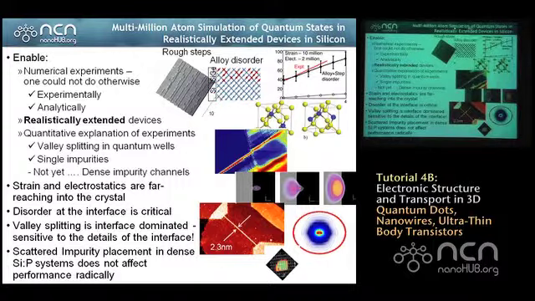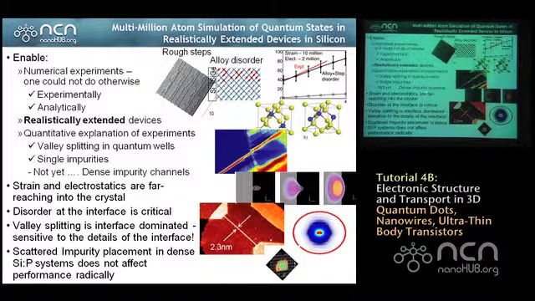We are doing multi-million atom simulations. We have enabled numerical experiments that you couldn't do otherwise, neither experimentally nor theoretically, right? You have like a microscope on doing things. You can do this for realistically extended devices, not Mickey Mouse structures. We can quantitatively explain experiments with valley splitting in quantum dots and single impurities.